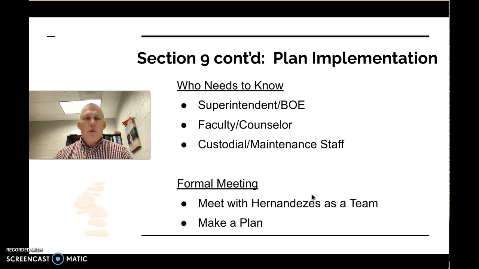I would be sure to keep the superintendent involved and rely on his counsel. I would continue to meet informally with faculty and the counselor. I would direct the counselor and special education staff to assess how we are meeting the needs of each of our students with disabilities. I would also meet regularly with the head custodian to make sure the transition was going smoothly. I would set up a formal meeting with the Hernandez family and make sure they knew we were doing our best to meet their expectations and devise a plan going forward.